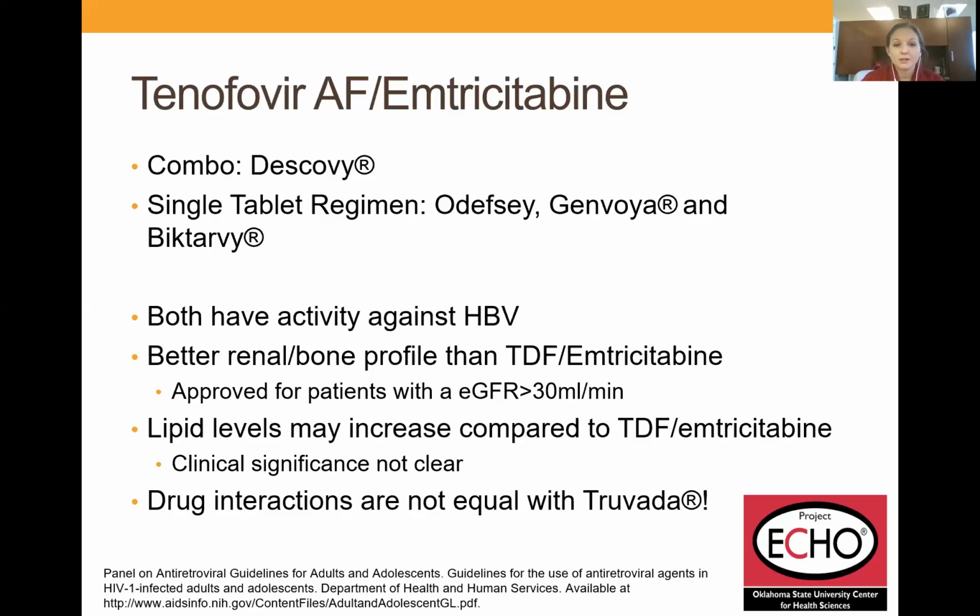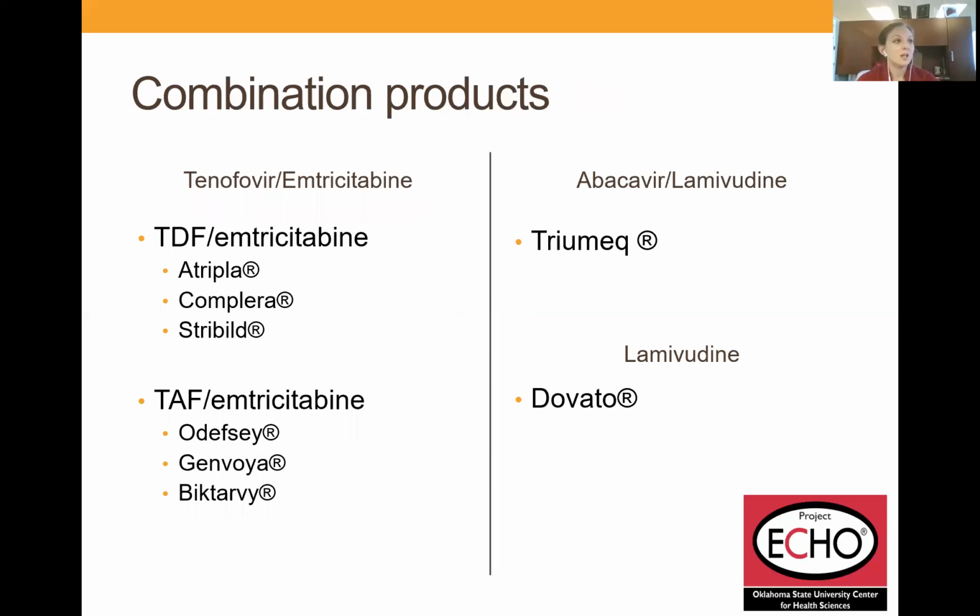and they may need to come off of TAF in those instances. Drug interactions are not equal with Truvada. They're very similar, but you have a slightly different P-glycoprotein pathway with TAF and emtricitabine. So utilize your good drug interaction resources or your friendly pharmacist to look for drug interactions. This just summarizes what all the combination products are if you're looking at the individual drugs as we're playing alphabet soup here. Again, remember lamivudine by itself is in combination with dolutegravir, Dovato. The others are all three-drug single tablet regimens.